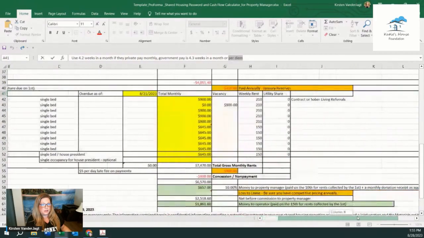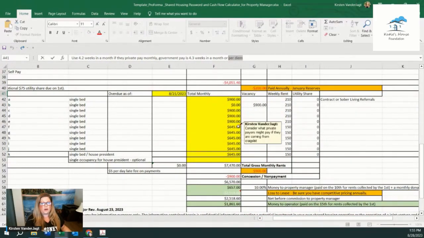Now on Craigslist, when you're just getting started out, or if you have a bed that's empty and you don't get contracts or something, having the Craigslist option and looking at Craigslist to do an analysis to start with is really important to make sure that you can rent it out either by the room or 2 people in a room and cover all of your expenses. Wherever you see these red marks, there's a comment. It'll say something from me like, consider what private payers might pay if they are coming from Craigslist.